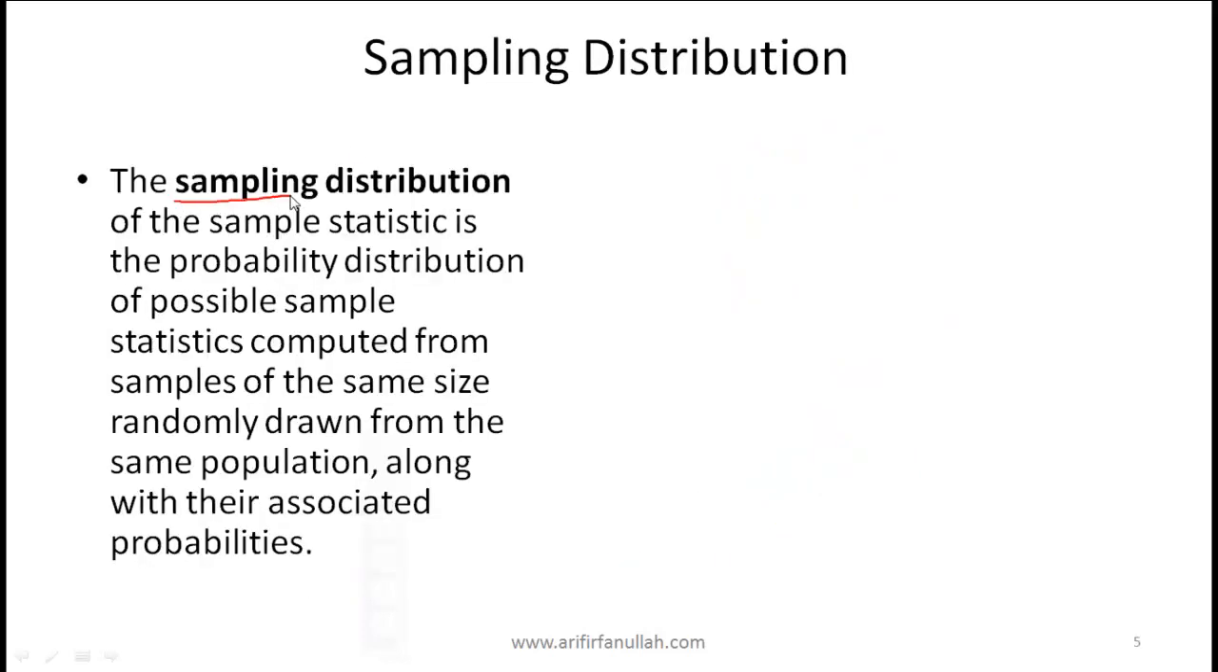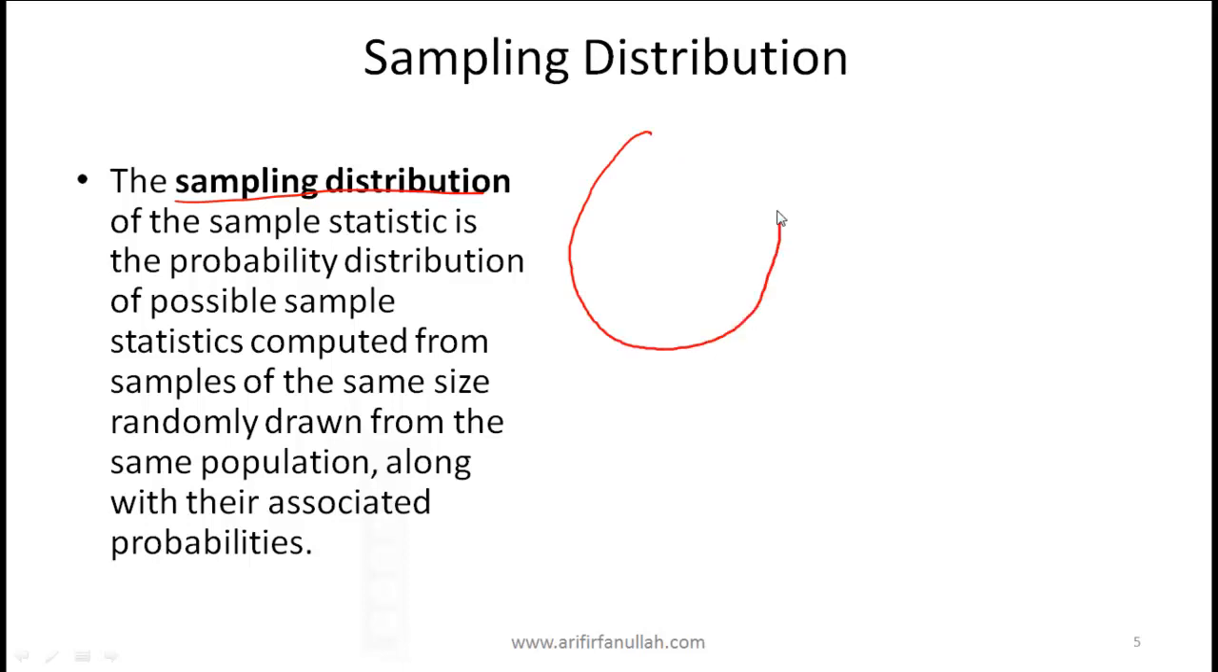What is sampling distribution? The sampling distribution of the sample statistic is the probability distribution of possible sample statistics computed from samples of the same size randomly drawn from the same population, along with their associated probabilities. So let's just understand this with an illustration.